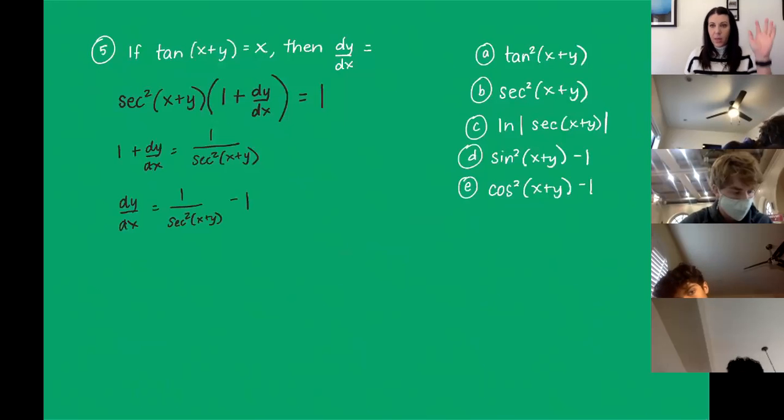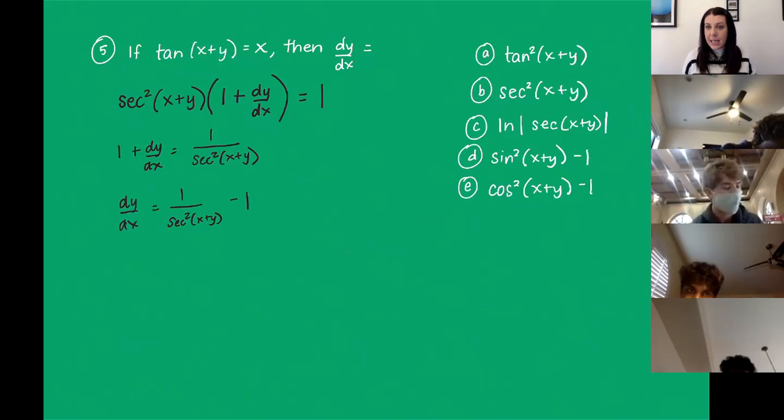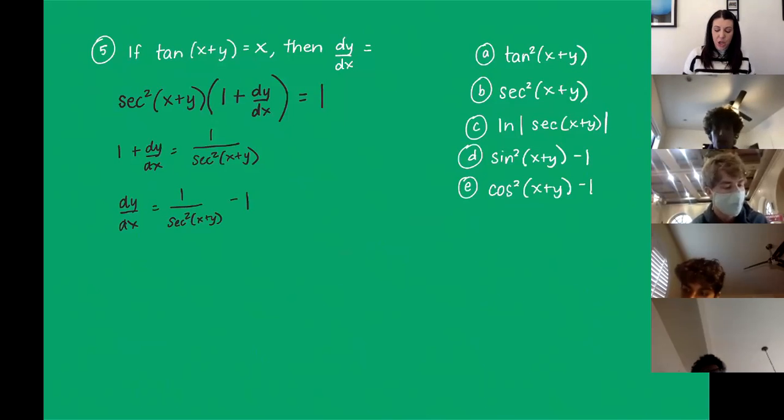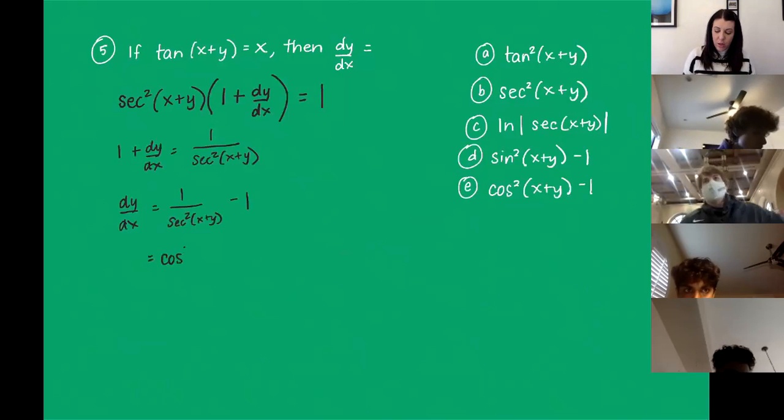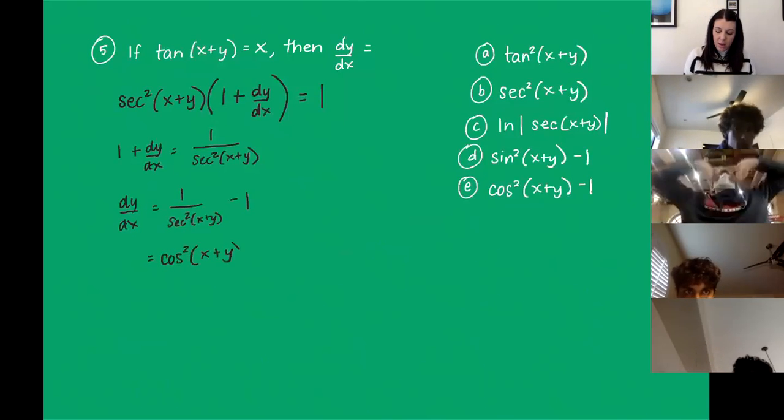Ms. Toshner, that's not an option. Yes, it is. If you know your trig identities, the reciprocal identity, 1 over secant squared, is just the same as writing cosine squared of x plus y minus 1.